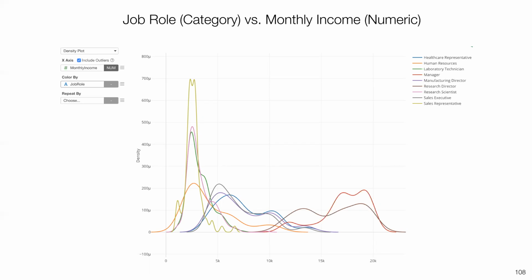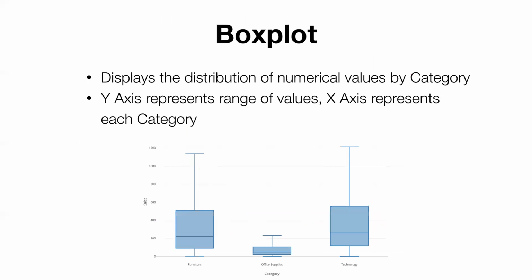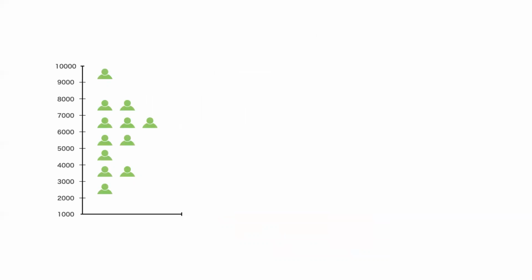A density plot and histogram can also be used to understand the association as well. But typically the box plot is more useful. Depends, some people like it better, some people like it less, but typically a box plot can be very useful in terms of understanding the relationship between those two variables. To understand the box plot, I assigned monthly income from 1,000 to 10,000, and then I put all those employees here.